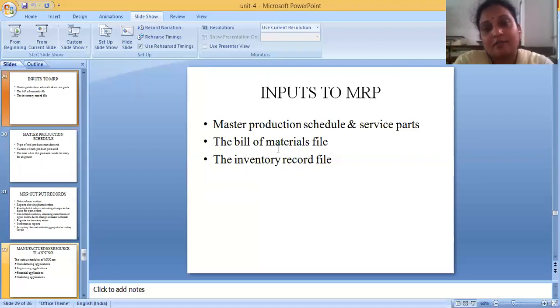This also will be taken as input for deciding the material. Next one is the inventory record file. What is the existing inventory, the existing stock that we have? That is called an inventory record file. So what is the master production schedule? What is the bill of materials? What is the inventory we have? All these things we take into consideration while deciding the material that we require.